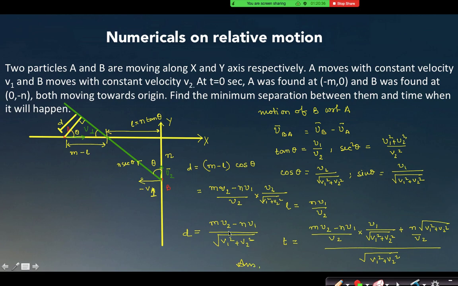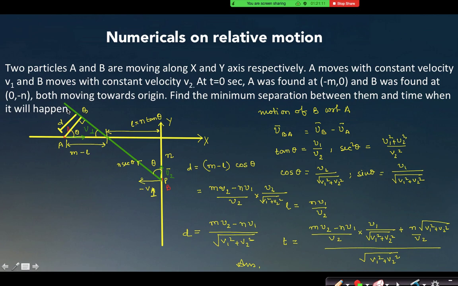Yes, tell me. Can you please repeat the time part? How can I find the time? Look, suppose this point is any point P and this point is any point Q. Can you say that with respect to A, the particle B is actually moving along the line PQ? Yes, sir. And what is the velocity of the particle B with respect to A? Is it constant or variable?